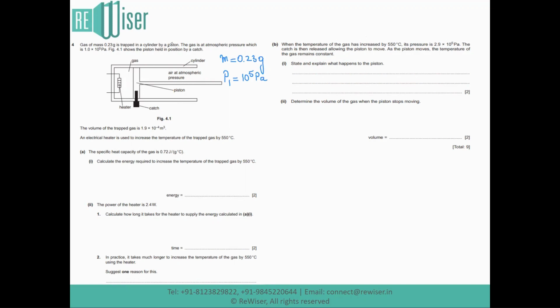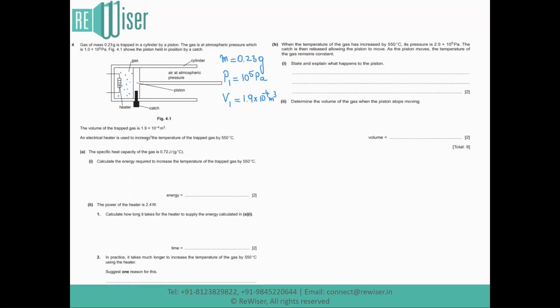Figure 4.1 shows the piston held in position by a catch. Here, the presence of a catch implies that the piston is not allowed to move. In other words, the gas molecules are trapped within this closed container. The volume of the trapped gas, the initial volume V1, is 1.9 into 10 power minus 4 meter cube.